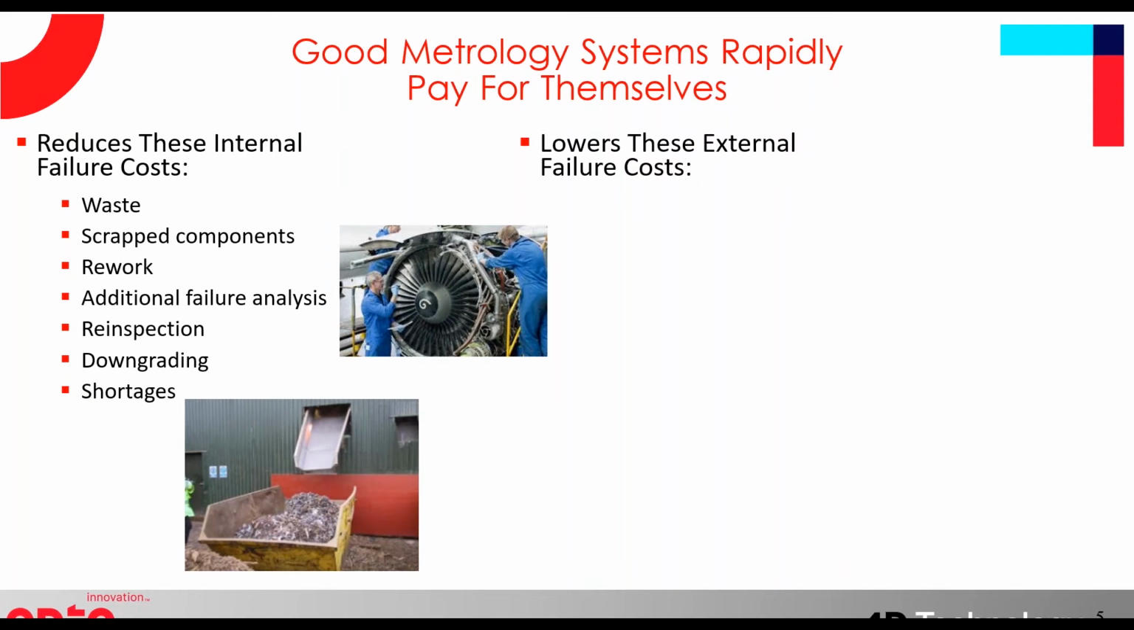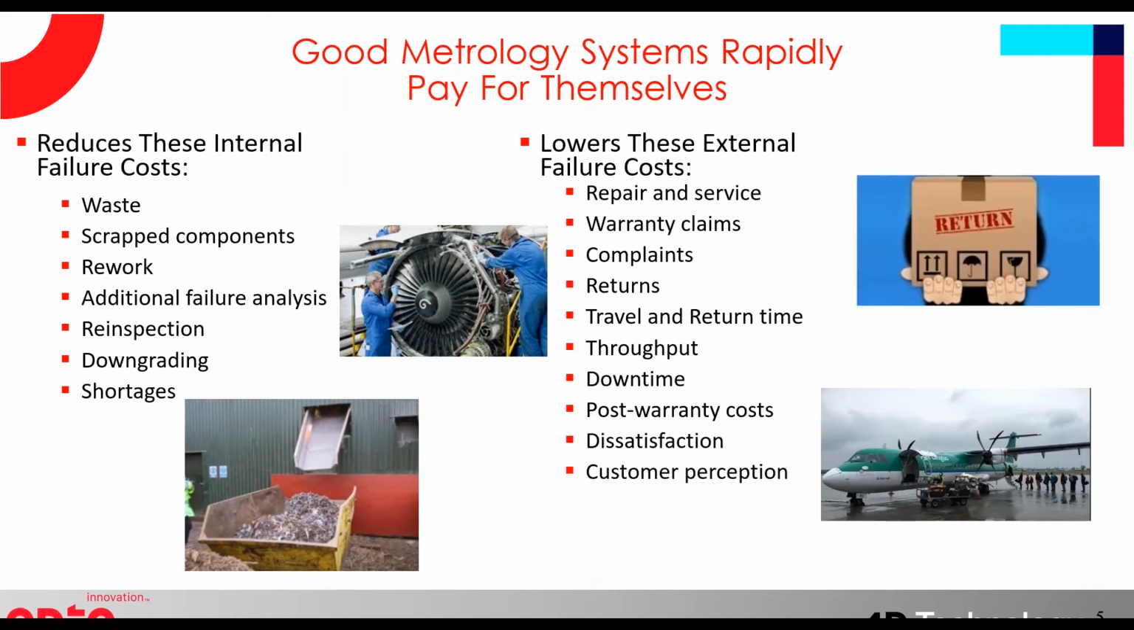But there's also external failure costs, and these are outward looking costs. They include things like repair and service costs, warranty, handling customer complaints and returns, travel that it might take to handle a downed component, post-warranty costs that are incurred, and then not to be discounted, things like customer dissatisfaction and perception. If they're continually getting parts that they feel are flawed and there's no quality controls on them, they're going to move on to a different supplier.